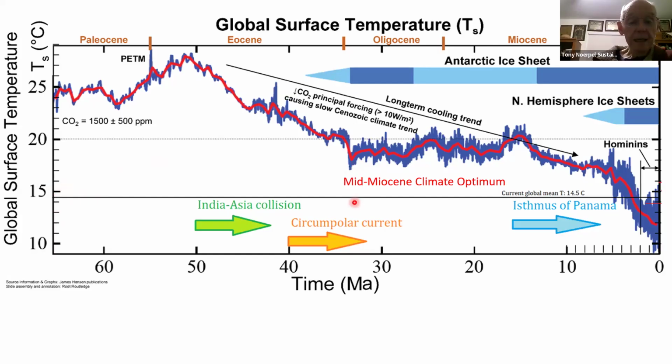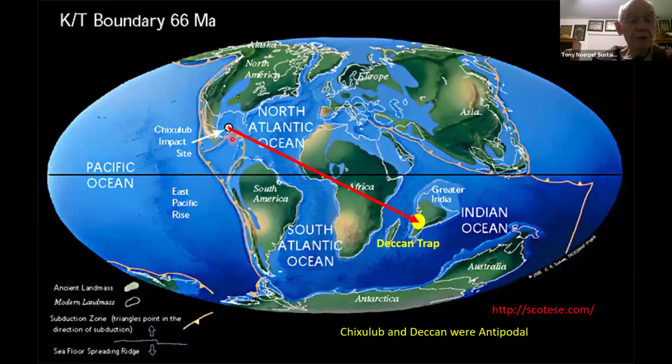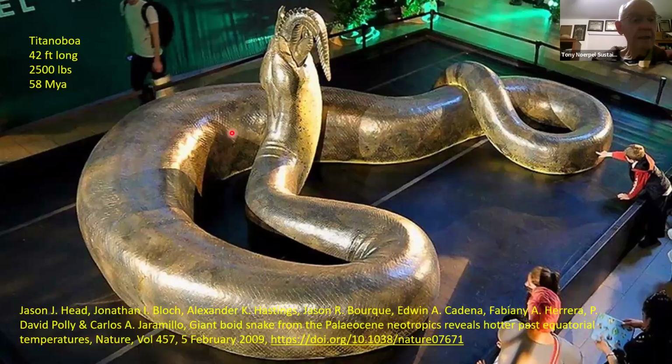And this just shows where the Chicxulub crater hit. This is what the Earth looked like. And you can see there's Mexico, the Gulf of Mexico, and here's the Deccan Trap. It's kind of at the opposite side of the Earth, so the Deccan Trap might have been set off by the meteor. I just like this picture. Titanoboa was the largest snake ever. He's swallowing a crocodile whole.